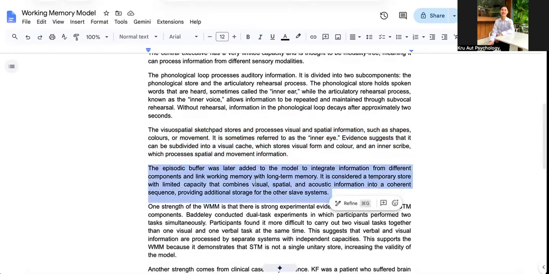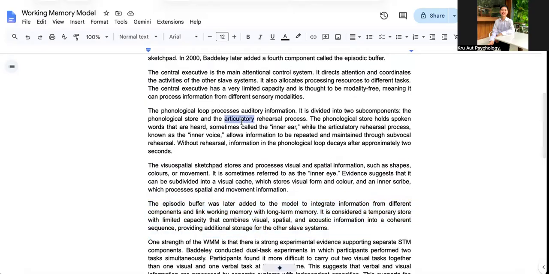Then we still have the episodic buffer. The episodic buffer was later added to the model to integrate information from different components and link working memory with long-term memory. It is considered a temporary store. I mean, all of these are temporary stores. We can mention that as well if these look too short, but I don't think they look too short.